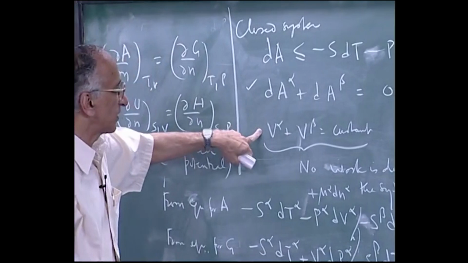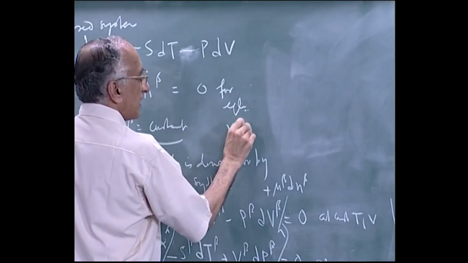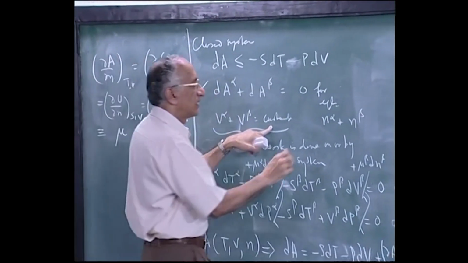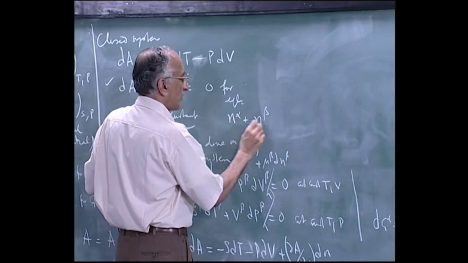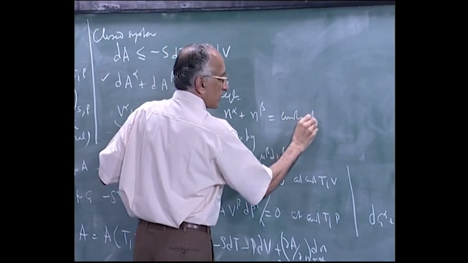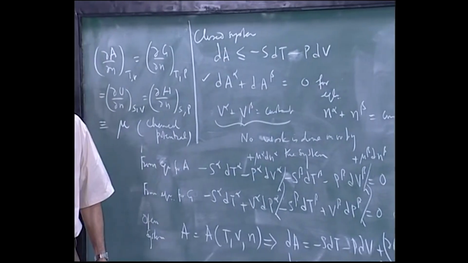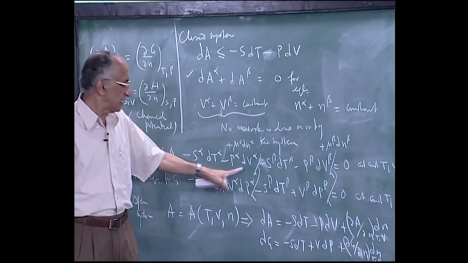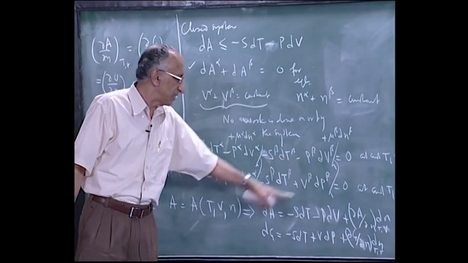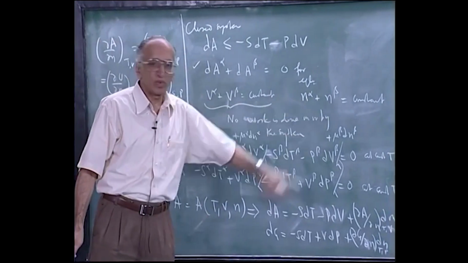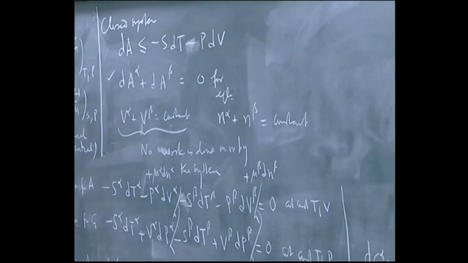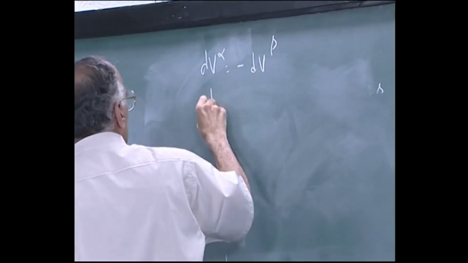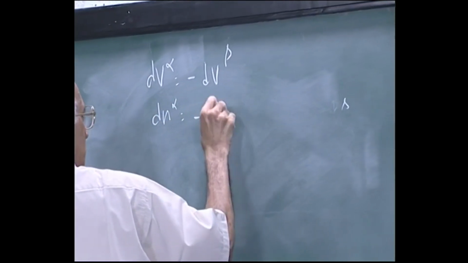We have one more constraint, because V alpha plus V beta is constant, and because it is a closed system, just like this is constant because no work is done, the system as a whole, two phases together do not exchange mass with the surroundings. We are looking at a closed system. Therefore N alpha plus N beta has to be constant. So in these equations, dV alpha is equal to minus dV beta, dN alpha is equal to minus dN beta.